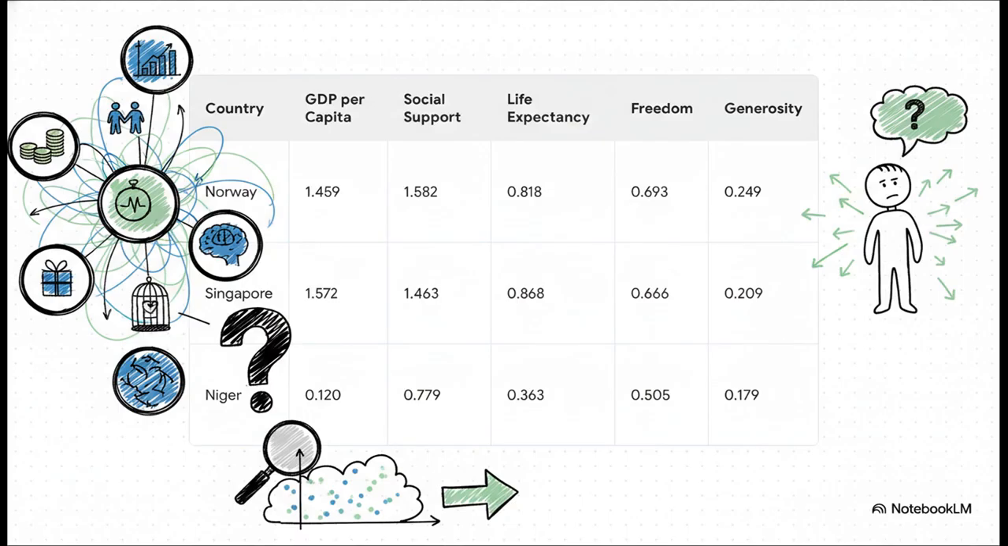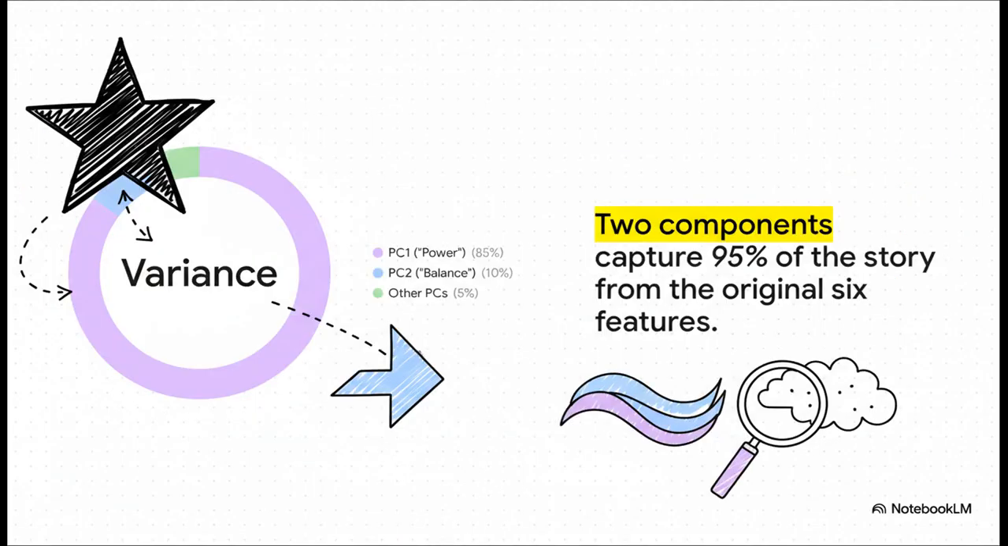This is a 6-dimensional dataset. So how in the world are we supposed to look at all of that at once to figure out what really makes a country happy? The simple answer is you can't. And this is where PCA works its magic.